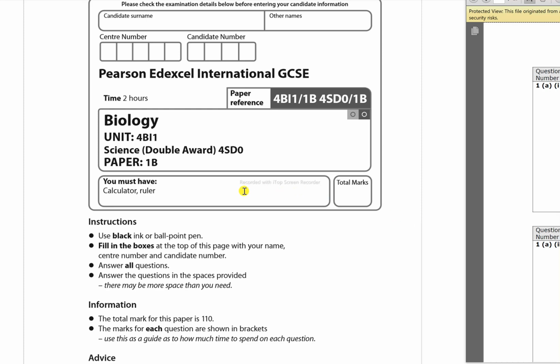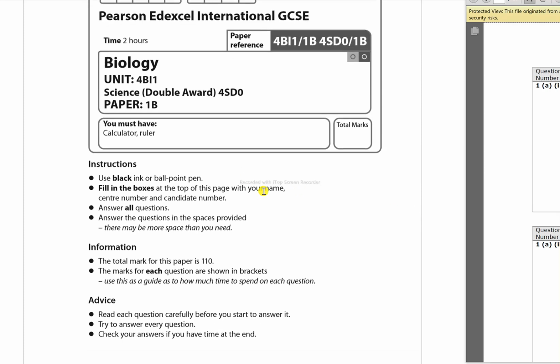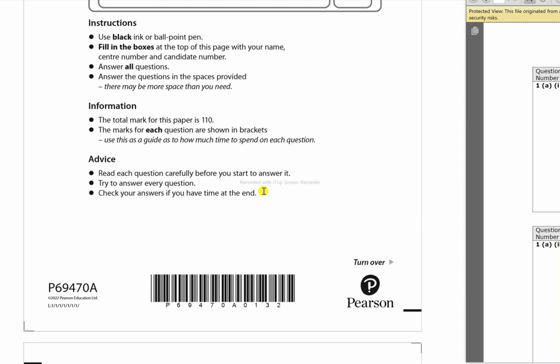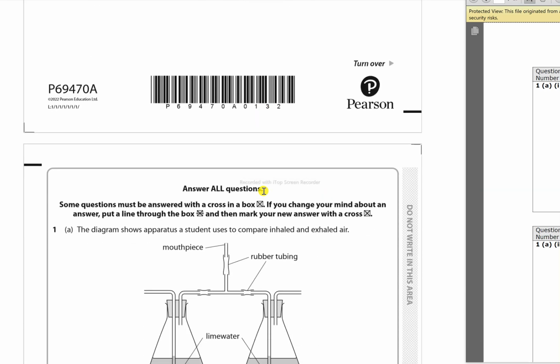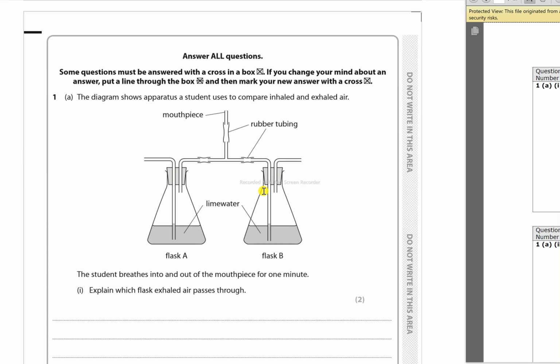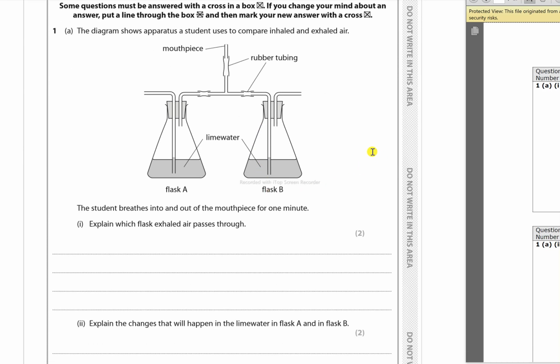Right, we're going to try this paper. It's January 22. Right, this is the first question.